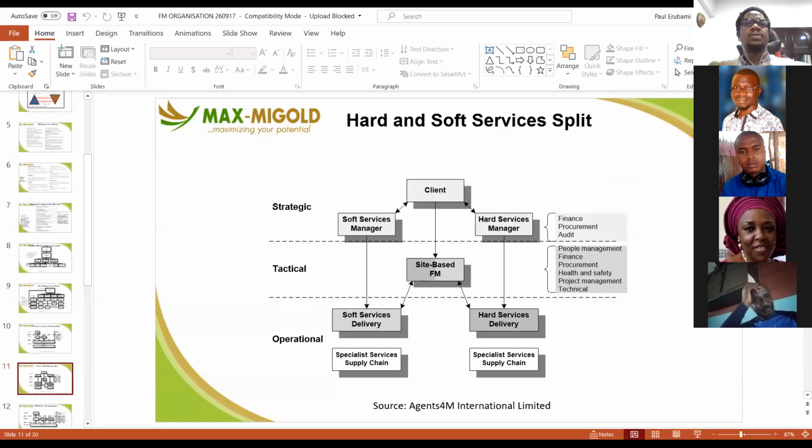And this traditional model is what we're still looking at when we talk about the hard and soft services split. You are only just increasing the number of people within the organization, increasing specialization within the organization, but you are still hiring people in. You still have to use specialist service supply chain. At this level, we say you are still doing things in-house.